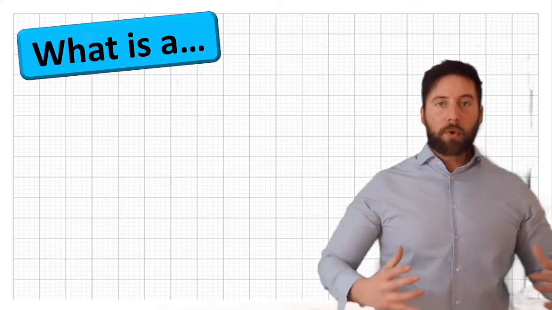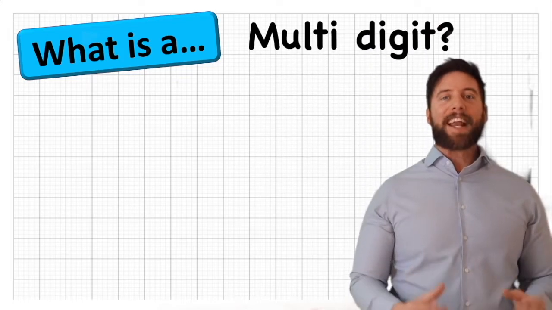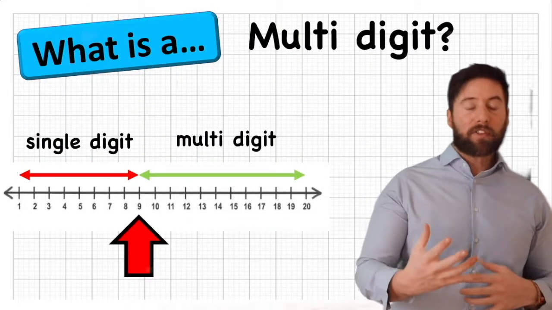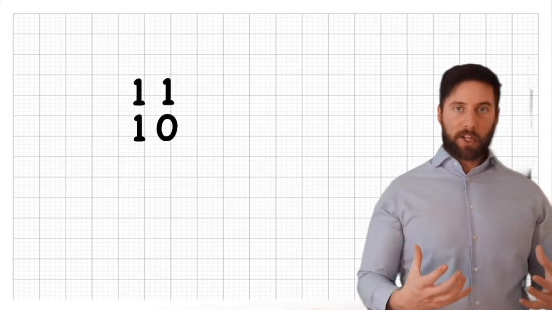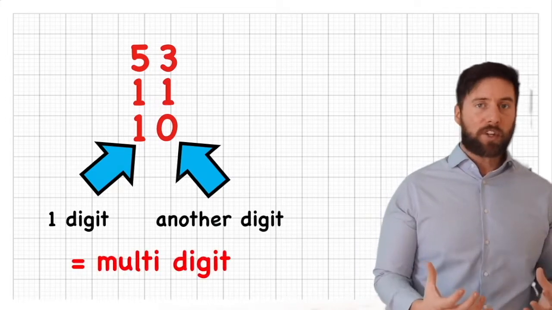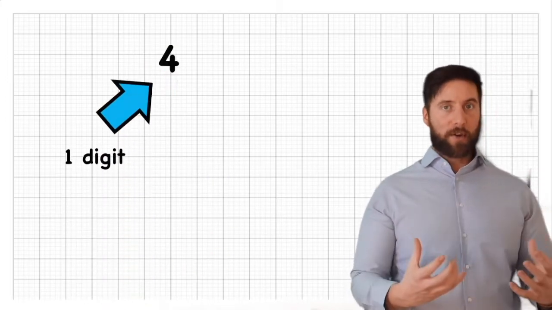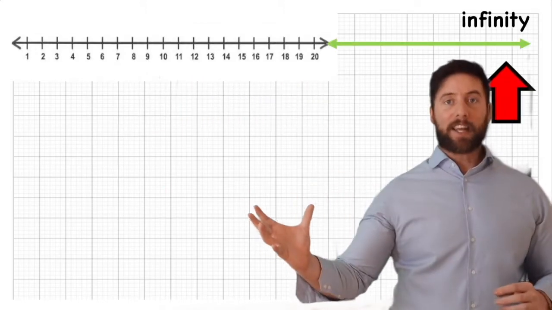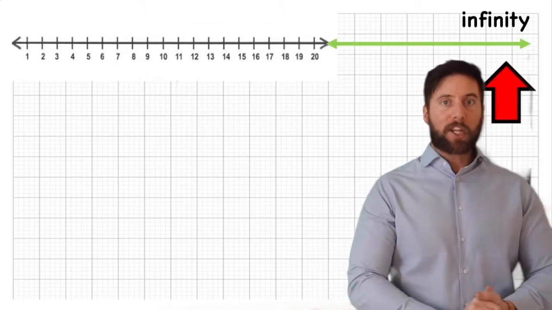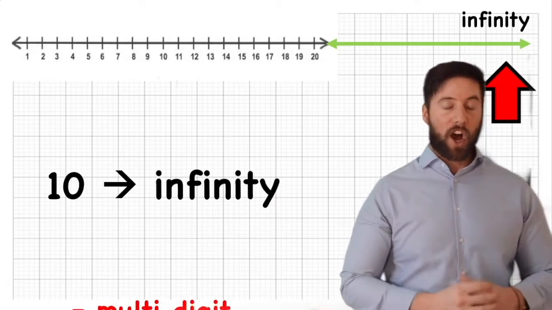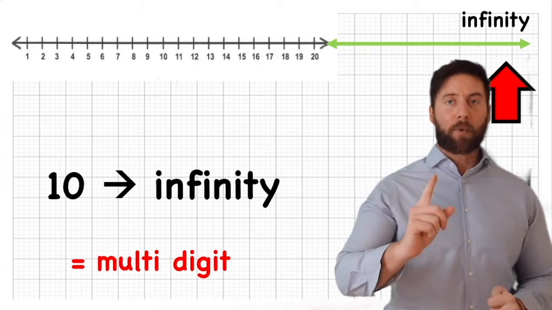Right, first, what is a multi-digit? Well, a multi-digit is any number greater than 9. So for example, 10, 11, 53, these are all multi-digit because they have more than one digit, okay? The number 4 is just a single digit because it's just one digit on its own. And we can go all the way from 10 to infinity, all multi-digit numbers, because they're all going to have multiple digits going along the place value chart, okay? So that's very important to understand before we start.